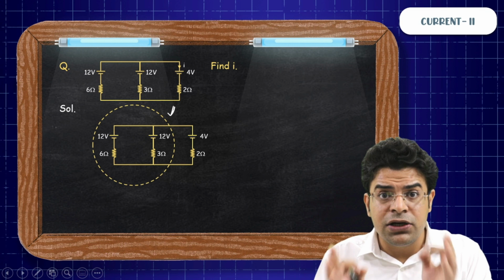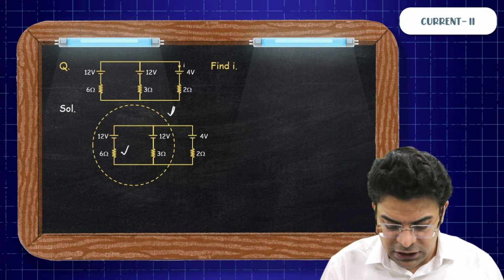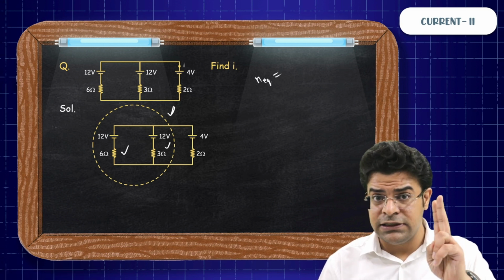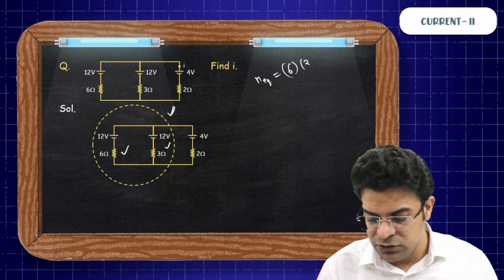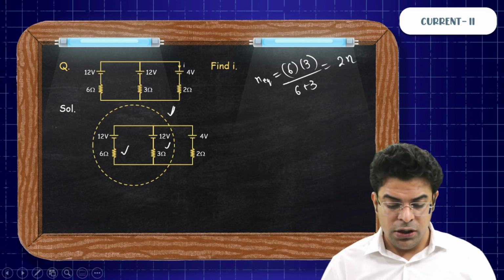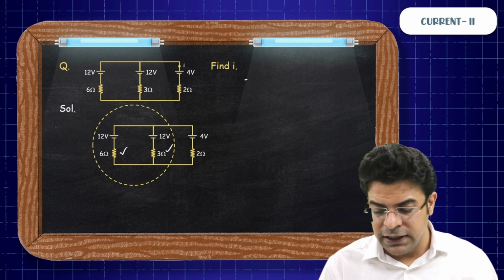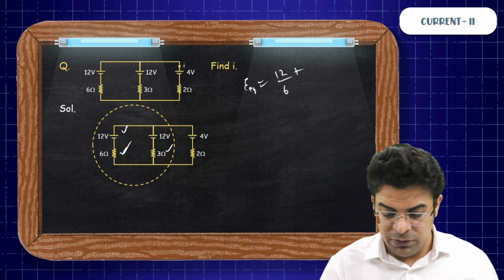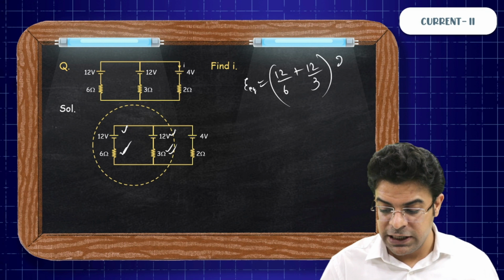To combine the 2 cells, find out first their R equivalent. So if you have got 2 cells of resistance 6 and 3 in parallel, the R equivalent for 2 resistances in parallel can be written as R1 R2 upon R1 plus R2. So that will be 6 into 3 upon 6 plus 3, that will be 18 by 9, that will be 2. So replacing these 2, I can place a single resistance of 2. Now how to write the E equivalent? E equivalent will be E1 by R1, 12 by 6, plus E2 by R2, 12 by 3, into the R equivalent, which came out to be 2.